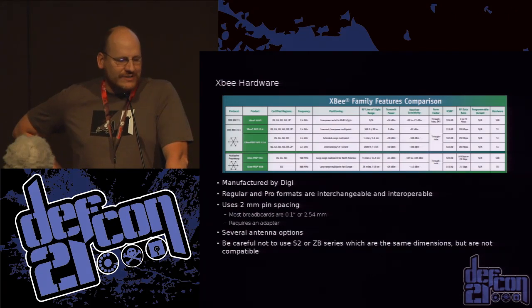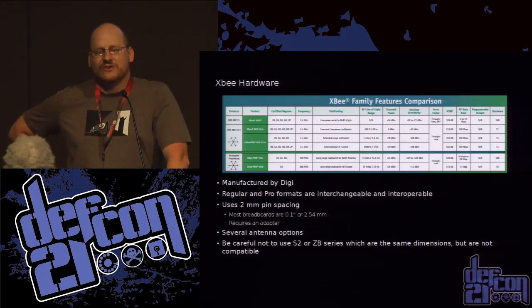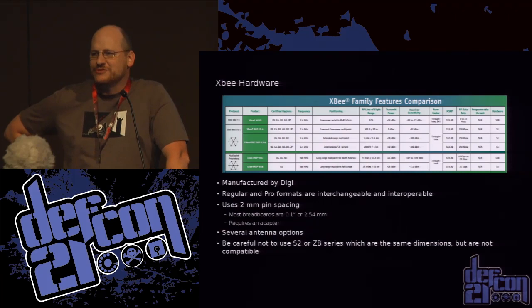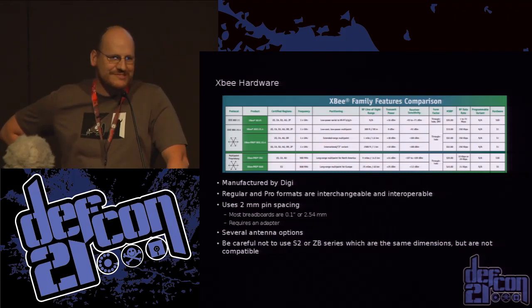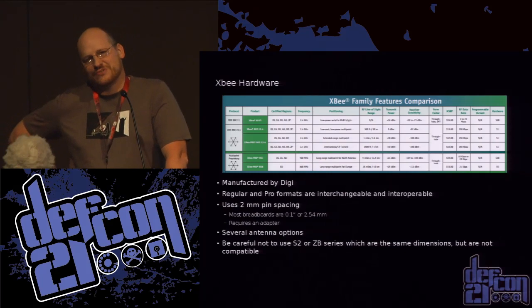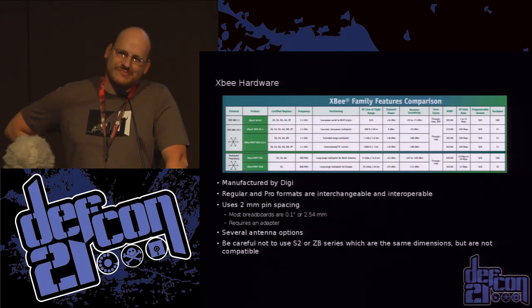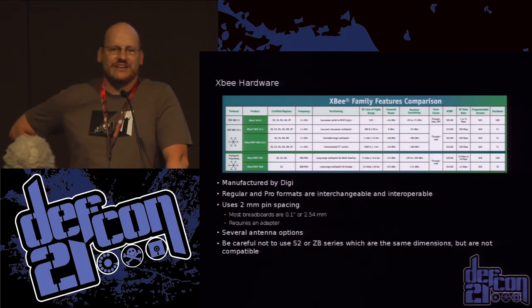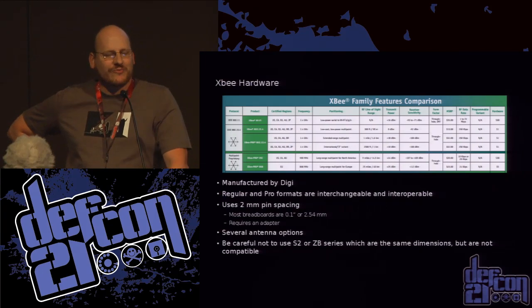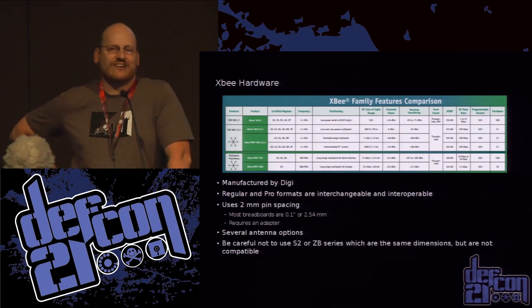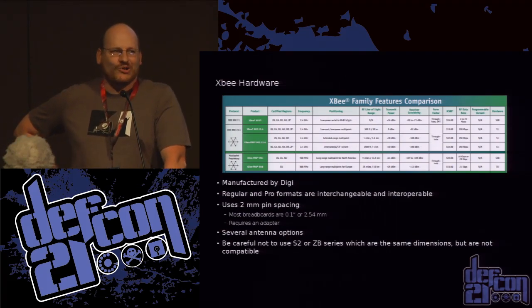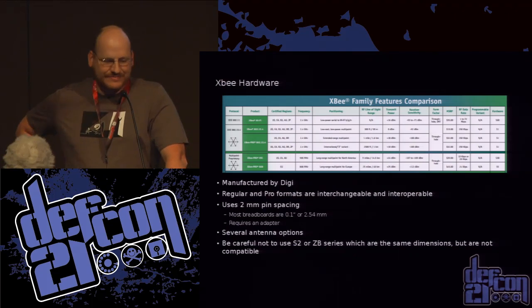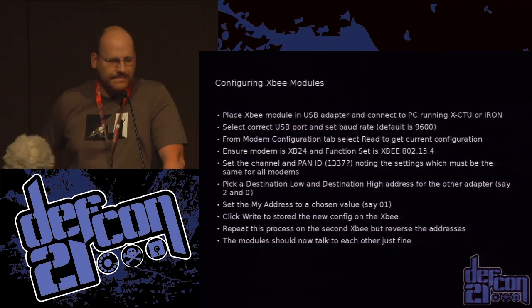A lot of different antenna options. When you're buying these things, be careful to buy compatible adapters, right? You'll see series 1 adapters and series 2 adapters, sometimes referred to as ZB adapters, right? You can interoperate regular and pro, but you cannot interoperate series 1 and series 2 together, right? They're not compatible. So buy all of the same kind, right?